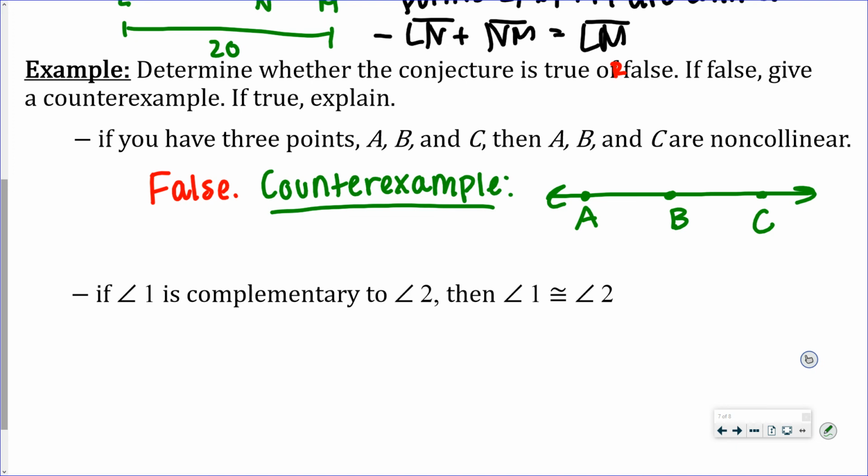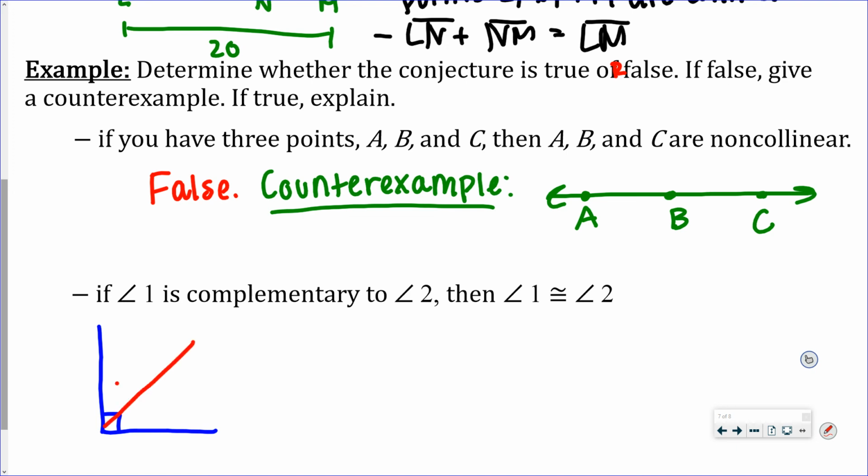Next one. If angle 1 is complementary to angle 2, then angle 1 is congruent to angle 2. What do you think? True or false? Ben says true. What does complementary mean? Add to 90. It's false, yep. They could be.